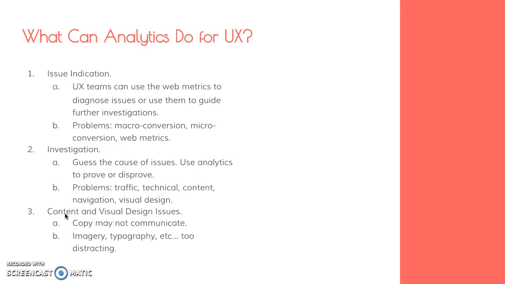So once you have your analytics set up on your website, you have all sorts of things figured out. You know what your micro conversions are, what your macro conversions are. You have a plan and you know how you want users to use your website. And you have your analytics set up to track all that. Then analytics can indicate where something might be wrong. UX teams can use the web metrics to diagnose issues or use them to guide further investigations. UX teams can diagnose macro conversions, micro conversions using web metrics.